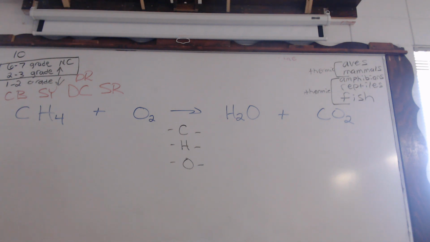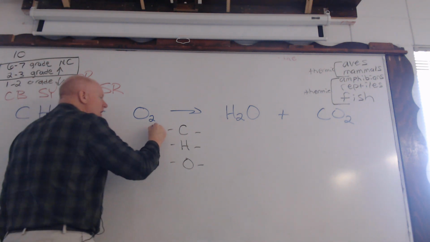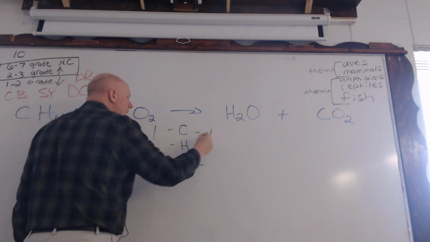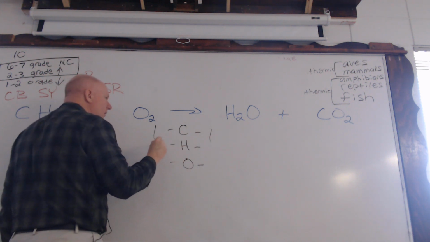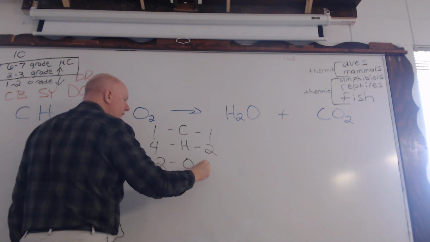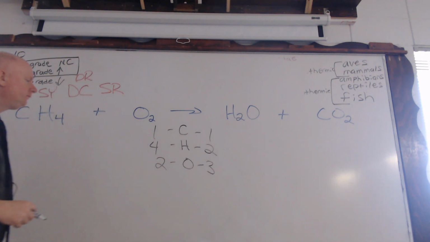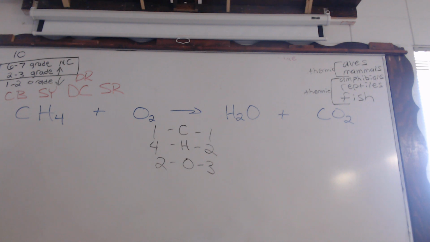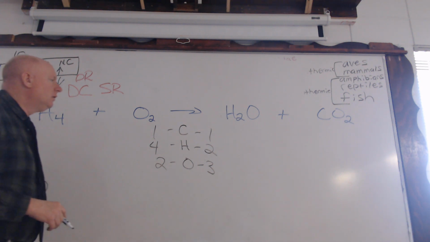Carbons left, 1, carbons right, 1, hydrogens left, 4, hydrogens right, 2. Oxygens left, 2, oxygens right, 3. Am I right here? So now, what is it that we can do? You've already answered this question. Put a 2 in front of the H2O, times the oxygen on the right. Put a 2 in front of the H.